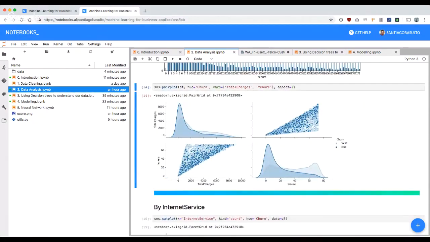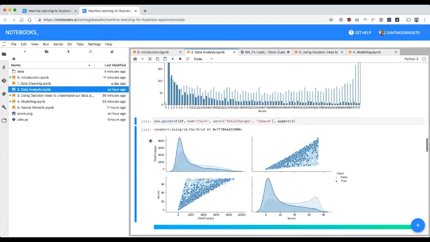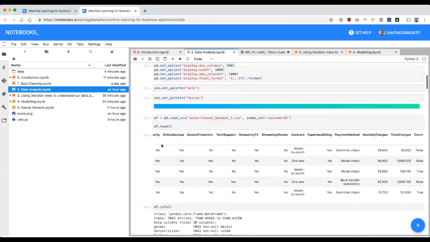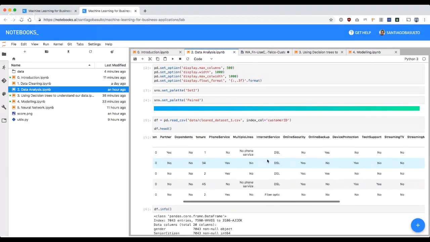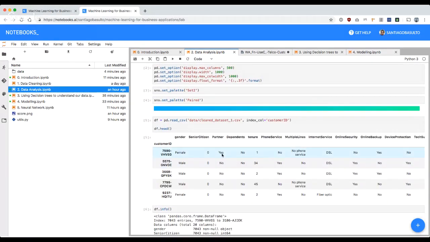We could also focus on the relationship between some of these variables. For example, how is tenure affected by total charges? Something kind of obvious, because the more time they spend with our service, the more we're going to charge them. One problem we have with this data set is that we don't have a lot of numeric variables. It's mostly categorical ones, like whether these customers have partners.